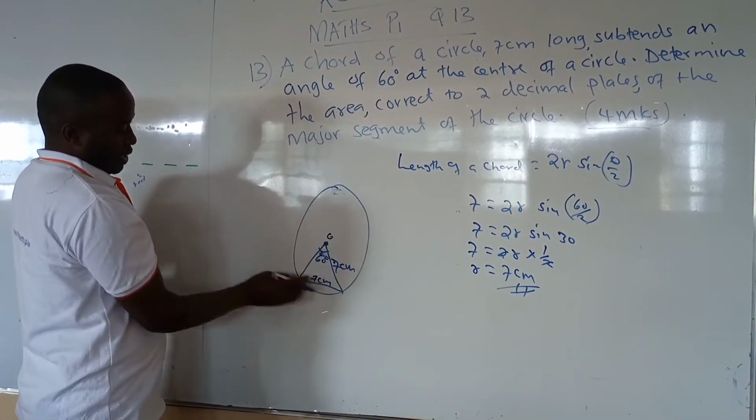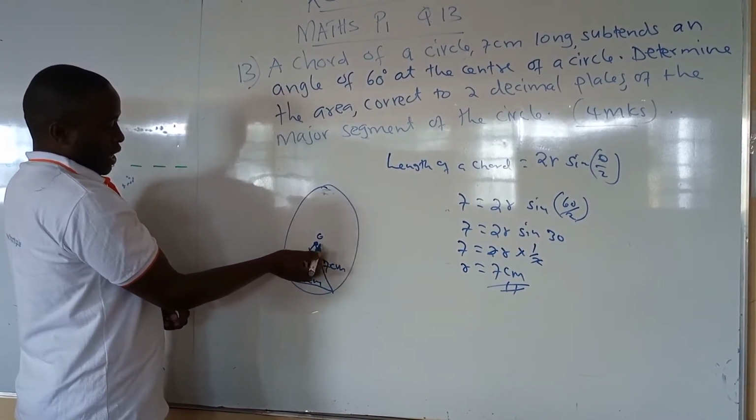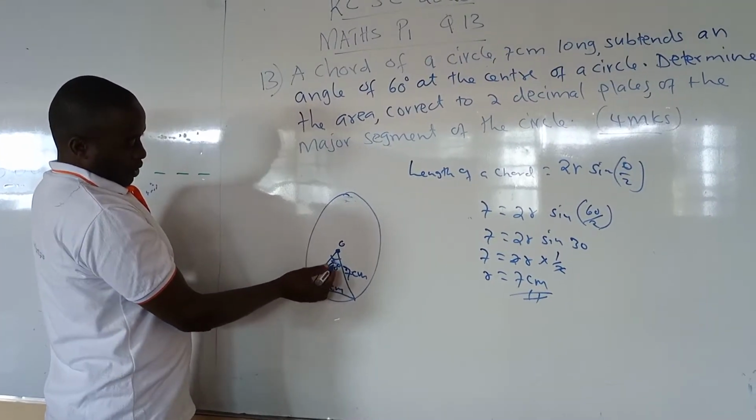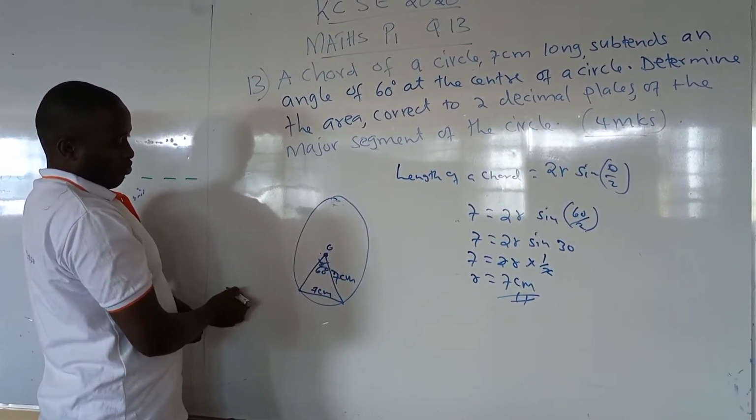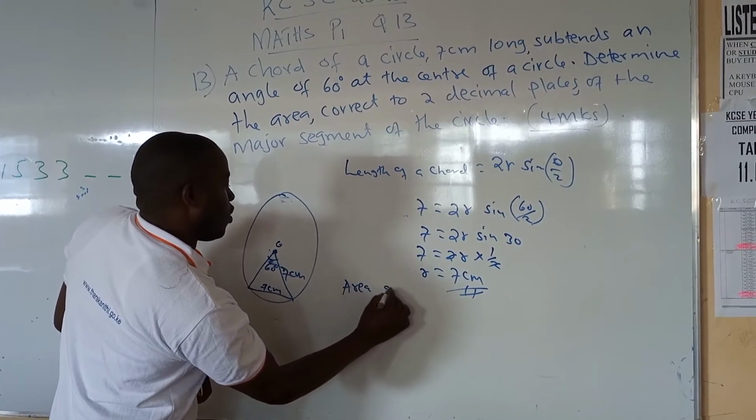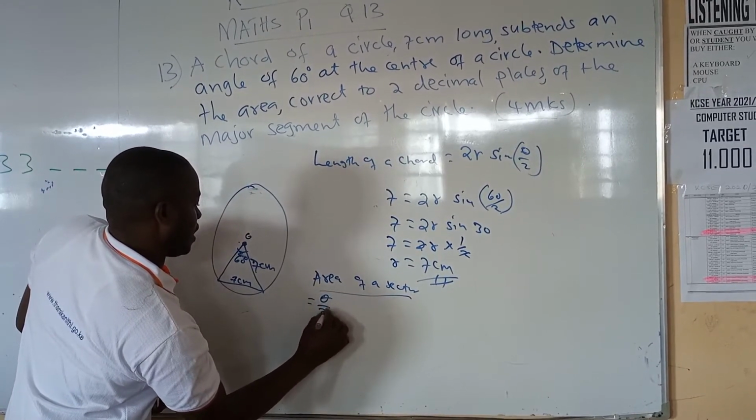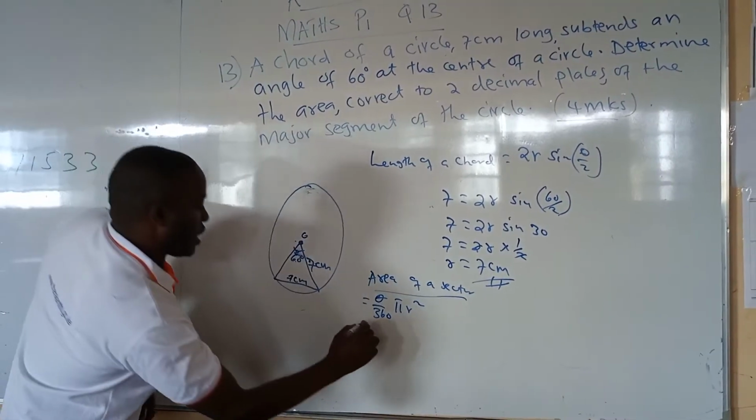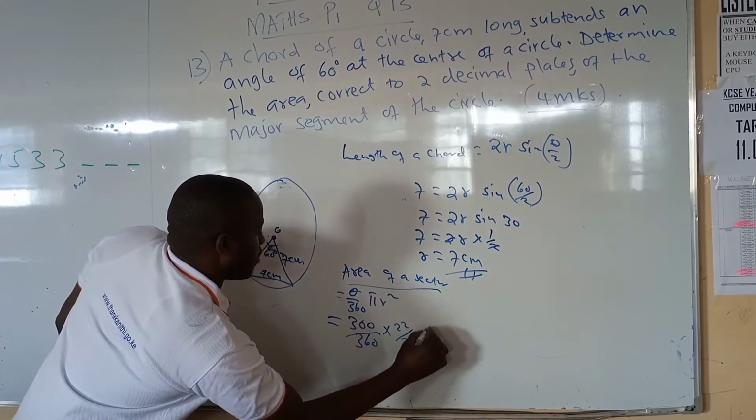To find the area of this larger segment, we can easily find the area of this remaining part of the sector, that is the larger sector, which will subtend an angle of 360 minus 60, that is 300 degrees. We know the area of a sector equals theta over 360 times pi r squared. So the major sector now is 360 minus 60, which is 300 degrees. So we shall have 300 degrees over 360 times 22 over 7 times 7 squared.